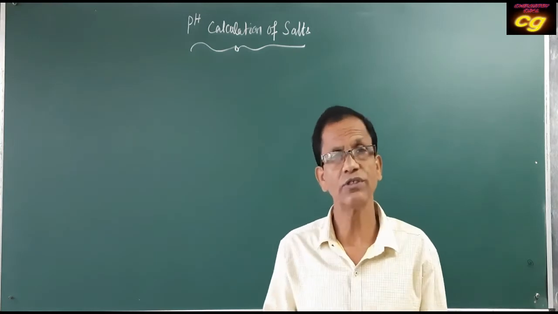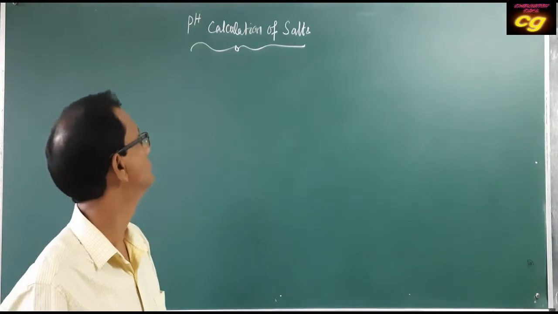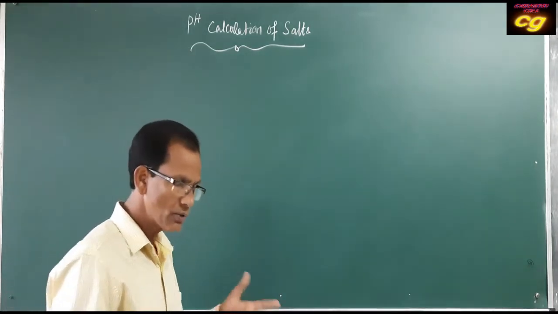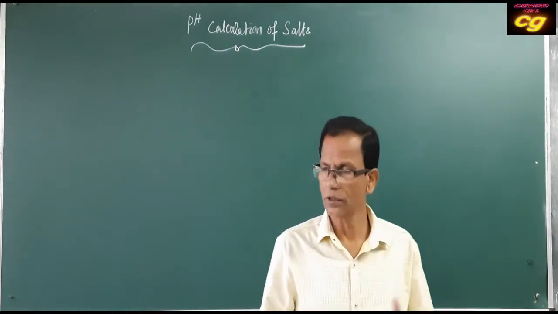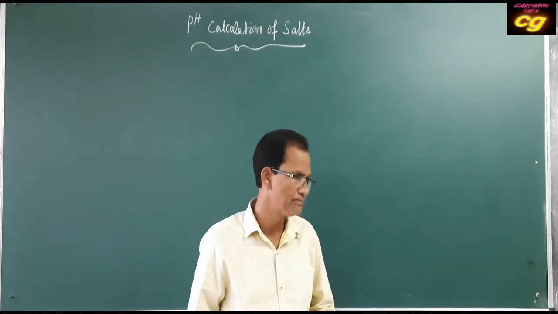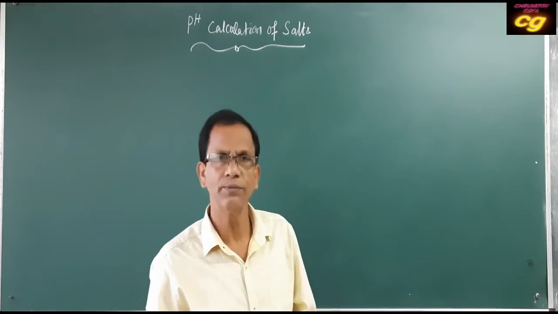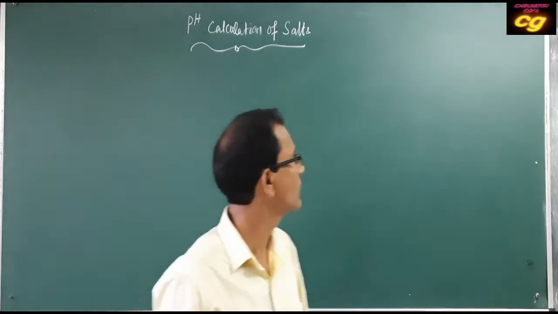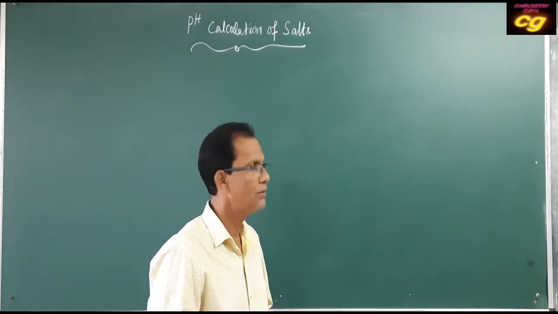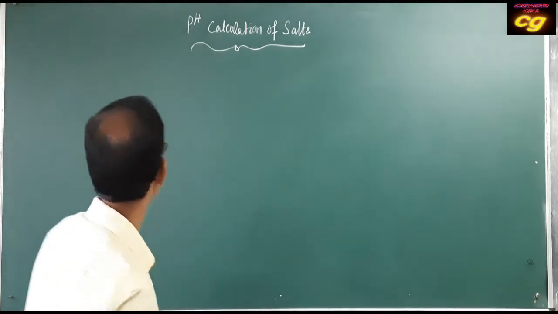Today we are going to discuss the calculation of pH value of salts. We know salt is the compound produced by the neutralization reaction of acids and bases. The nature of salt depends upon the nature of acids and bases combined. Salt may be acidic, neutral, or basic. It depends upon the nature of the acid and base added.